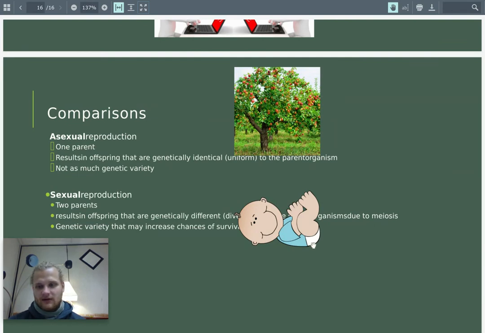So comparisons, our last slide here. Asexual, 1 parent. Sexual, 2 parents. Asexual makes a clone of that 1 parent, so they all have the same DNA. Sexual, we have 2 parents. They're going to each give half of their DNA to their offspring, resulting in genetically diverse offspring. So the kid is not going to look just like dad or just like mom. It's going to look like a combination of both.